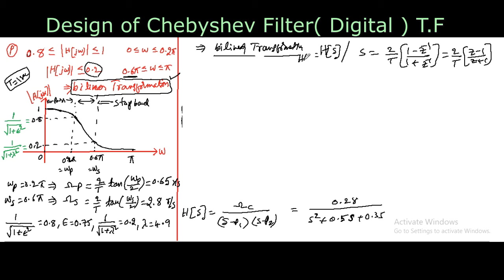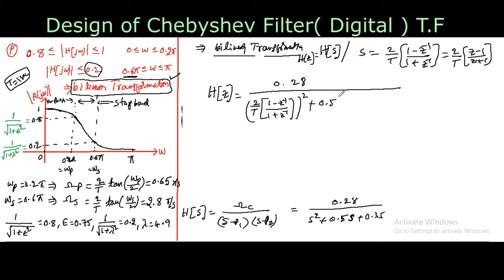That part you can write like this: H of z is equal to, because in the bilinear transformation method, s is replaced by this formula, and then it gives the complete H of z. Wherever s is there, replace it, then we will get H of z. So 0.28 divided by s square. So 2 by T, let us take T equal to 1, as already assumed, into 1 minus z inverse by 1 plus z inverse, whole square, plus 0.5 into s, again written as 2 by T into 1 minus z inverse by 1 plus z inverse, plus 0.35. Let's simplify this.